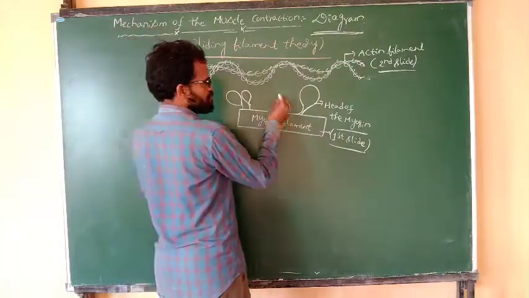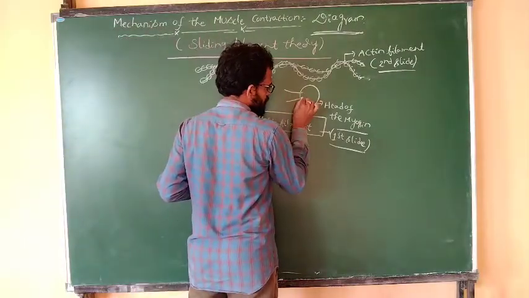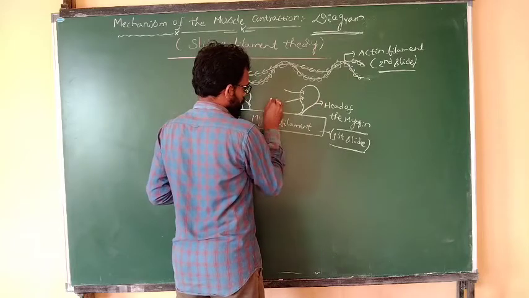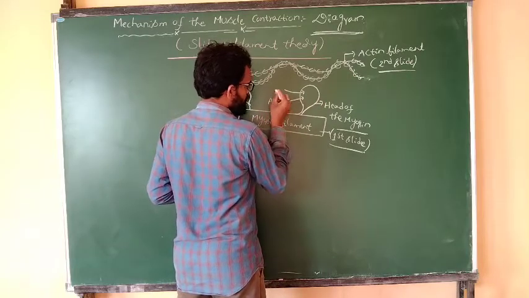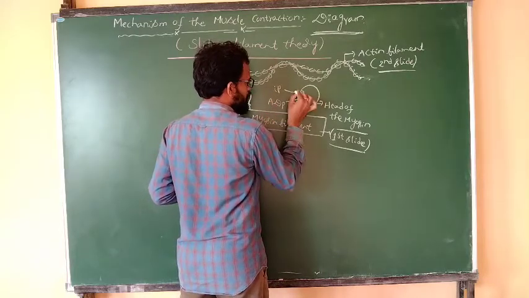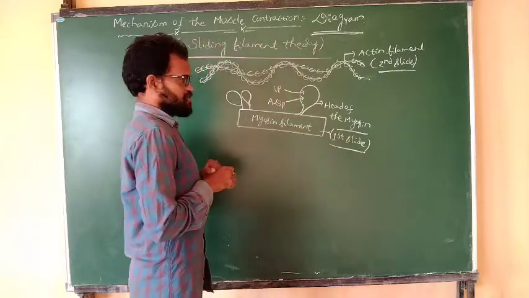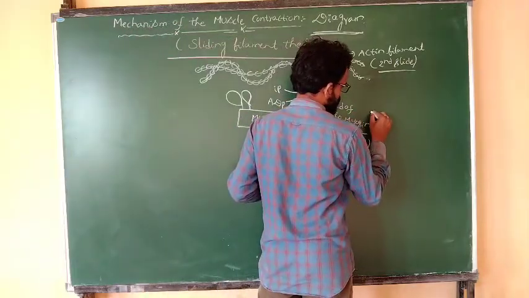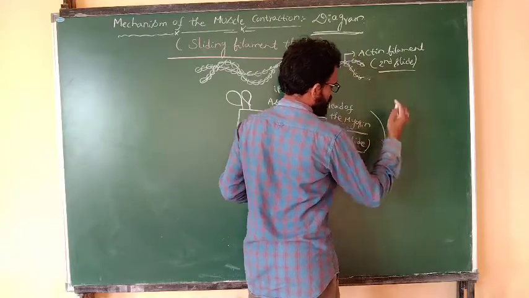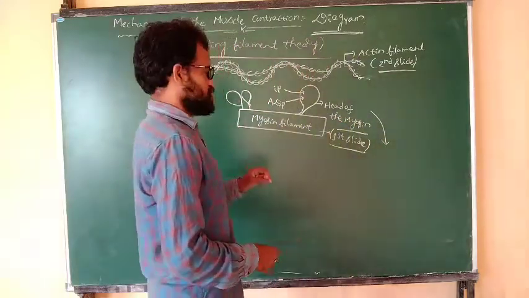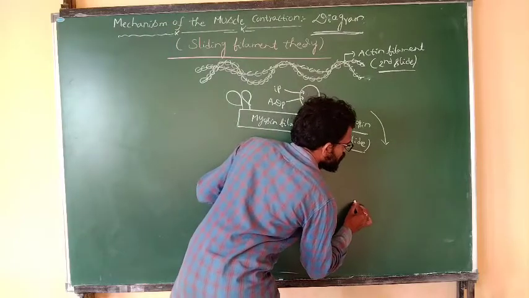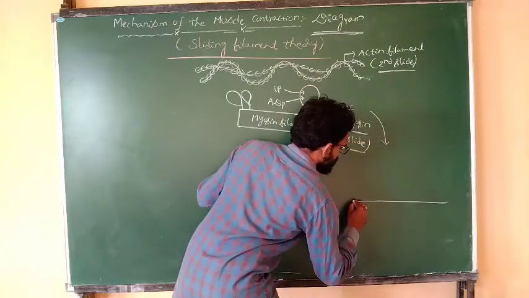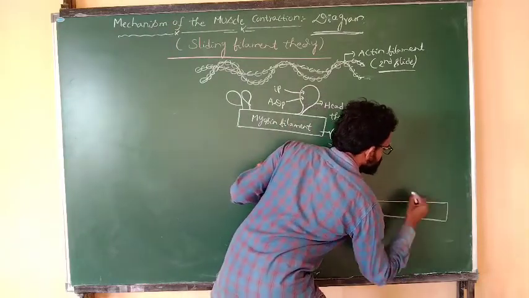The head of the myosin carries ADP and inorganic phosphate. It is involved here. Next one, cross bridge formation. They represent cross bridge formation.